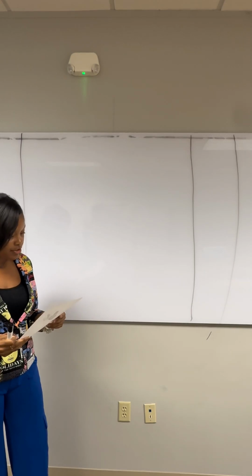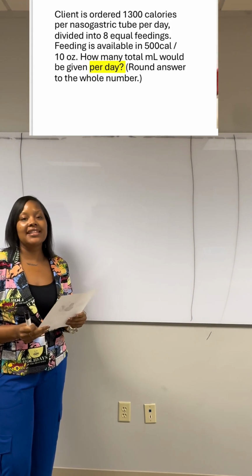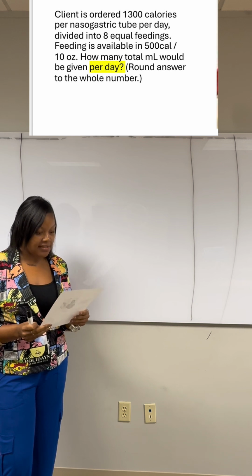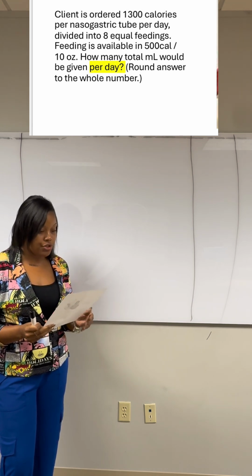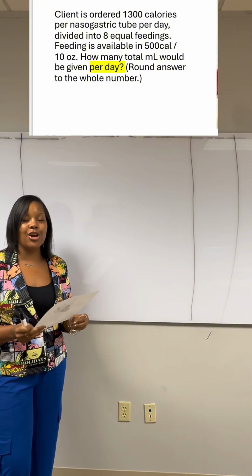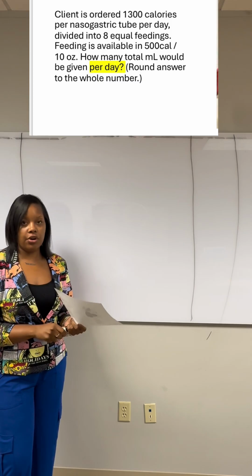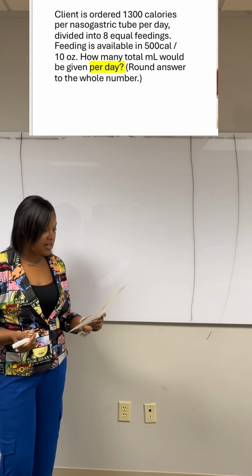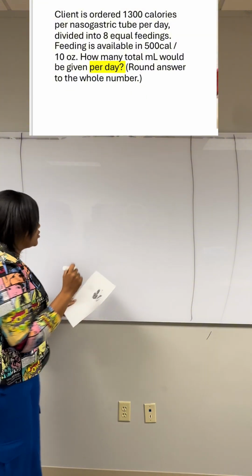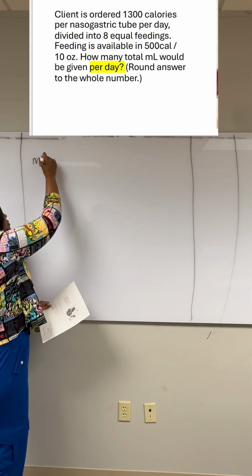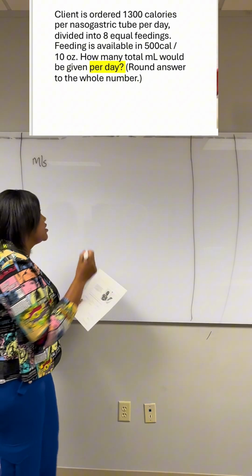Question says a client is ordered 1,300 calories per NG tube per day, divided into 8 equal feedings. The feeding is available in 500 calories per 10 ounces. How many total mLs would be given per day? Round your answer to the nearest whole number. So first we need to figure out what the question is asking us, and the question is asking how many total mLs will be given per day. So our answer needs to be in mLs, so go ahead and write that down to the side. Now, let's start with what's ordered. What's ordered is 1,300 calories.